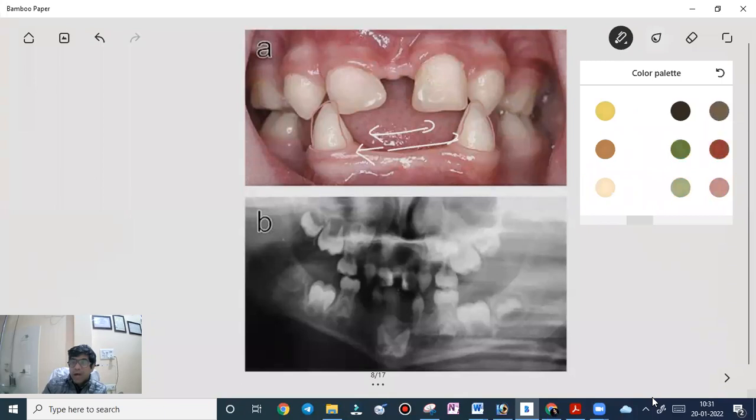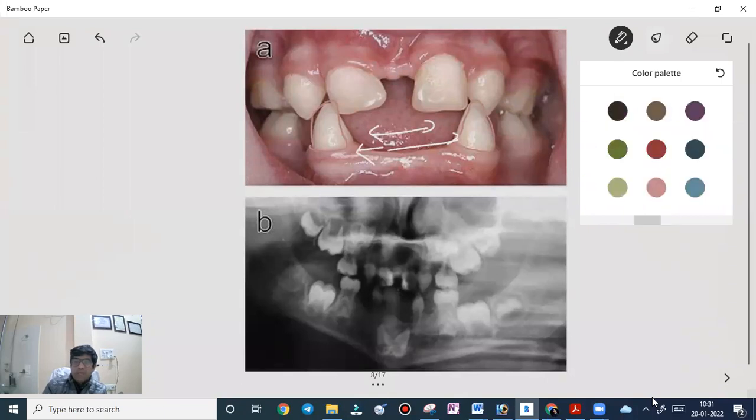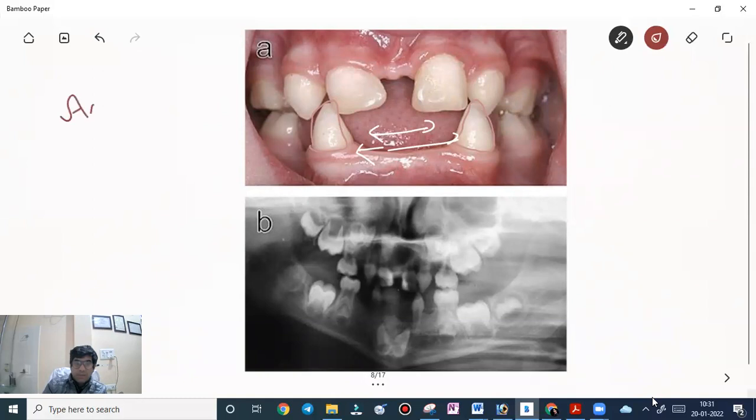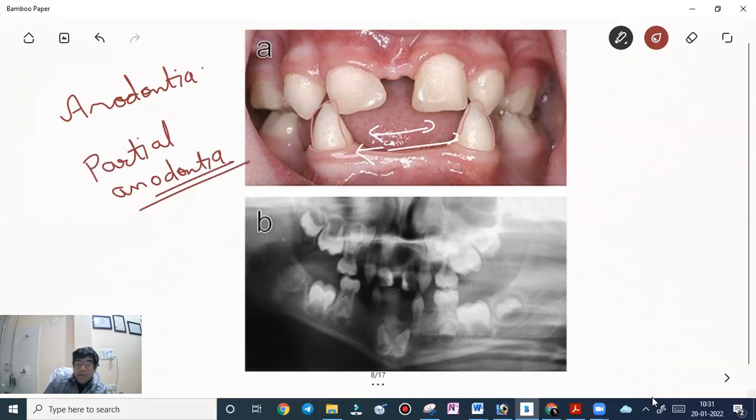it would be either anodontia or partial anodontia. Again, now you know a little bit more. Anodontia. The examiner can ask you the question, what is anodontia? Anodontia is total absence of teeth, whereas partial anodontia is partial absence of teeth.